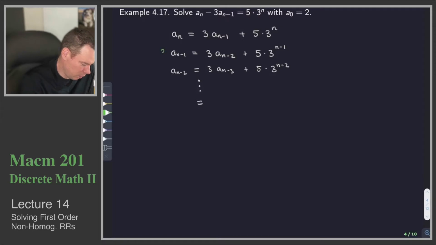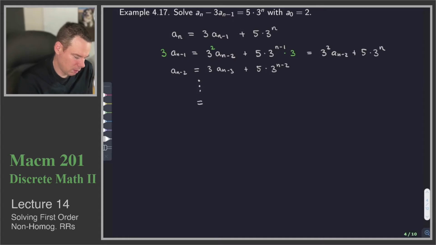So I'm going to multiply everything by 3, because I want that 3 in front. If I multiply by 3, then that gets multiplied by 3 to give me a 3 squared, and this gets multiplied by 3. So maybe I'll put the multiply by 3 out here. And so we could write this as 3 squared a_{n-2} plus 5 times 3 to the n. And just to see that there's a pattern that's going to emerge here, we'll do that for the earlier one. That's 3 to the 1, a_{n-1}, plus 5 times 3 to the n.